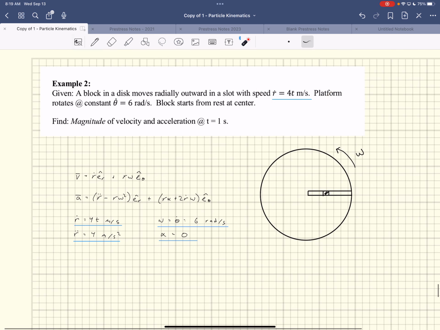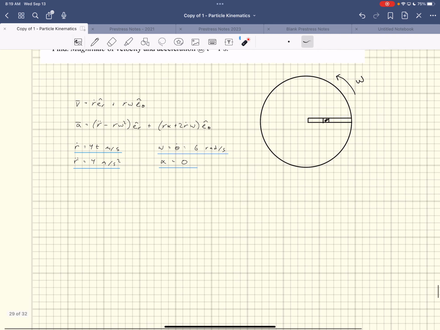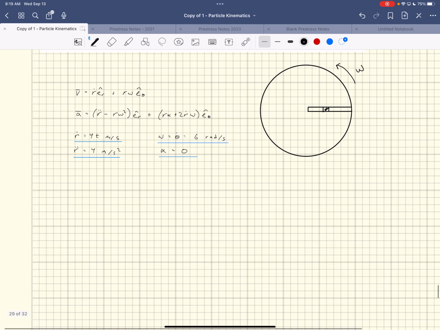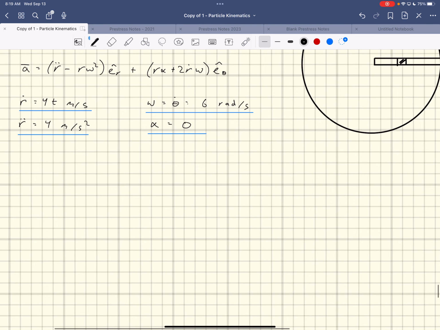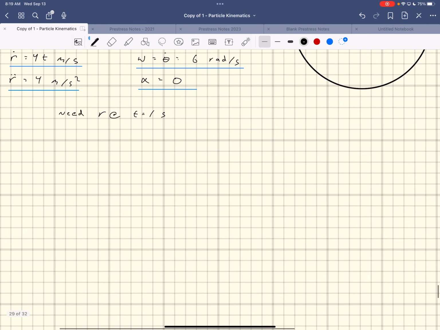by integrating. They give me that. It goes back to this being a kind of 1D problem where I have a constant acceleration and I have to figure out what position is based off of that. So you kind of go back to the stuff we did the first week of class to do that. So just say we need r at t equals 1 second. I need that before I can keep going.